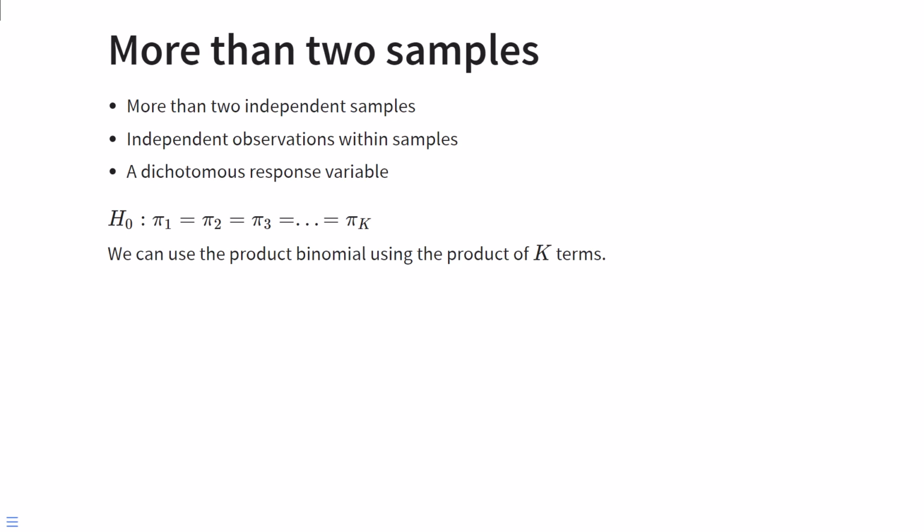We can again use the product binomial, but instead of having a product of two binomials, we would have a product of k binomials. If you read the article that accompanies this video, I attempt to do an example and you'll see how it quickly becomes rather cumbersome. Nonetheless, theoretically, we can use the product binomial, taking a product of k terms, in order to test the equality of the probability of success among k samples.